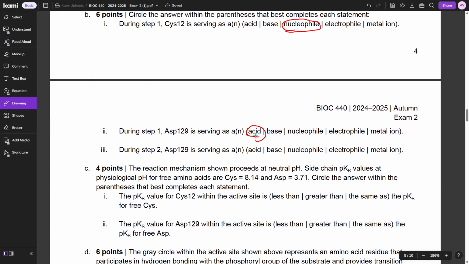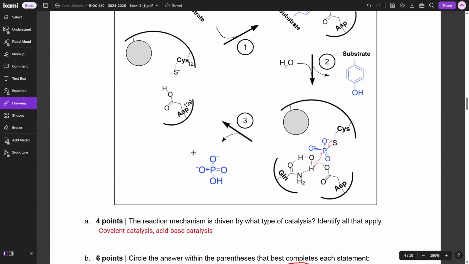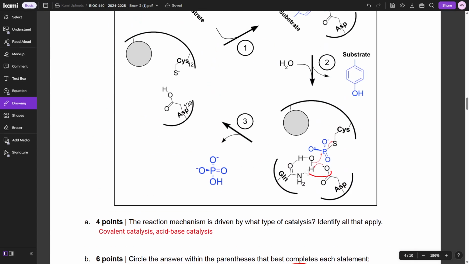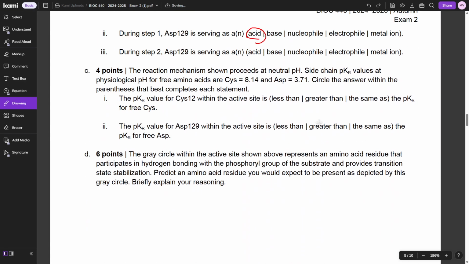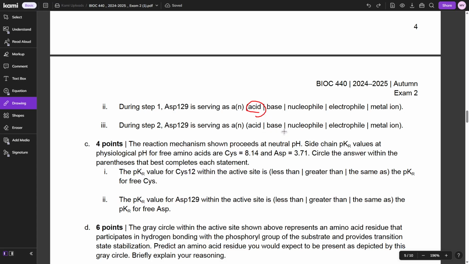And then if you look at step two, now it's acting as a base. I want to make this clear: just because aspartate is an acidic amino acid does not mean it cannot act as a base. It can still act as a base. So we're going to pick this here and say it's a base, and move on. Pretty confident with these answers. If you remember some OChem, you should be able to get these, move on, and be confident in yourself.